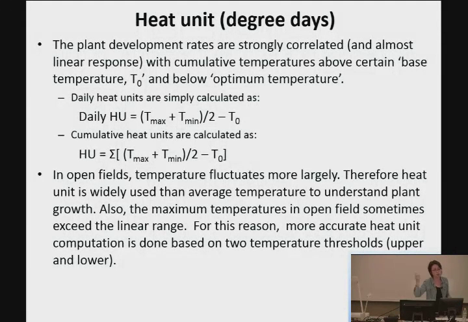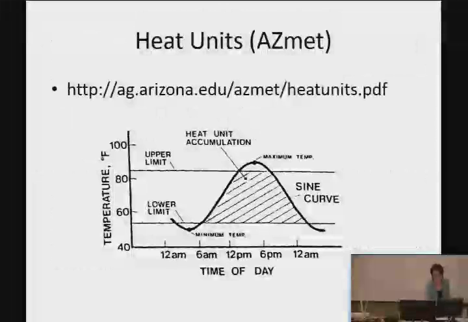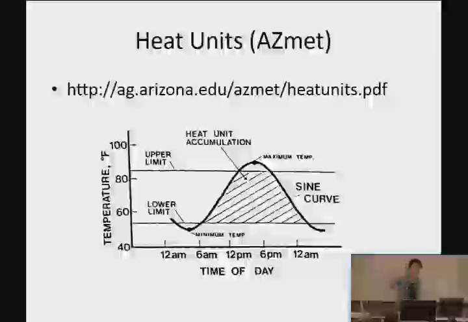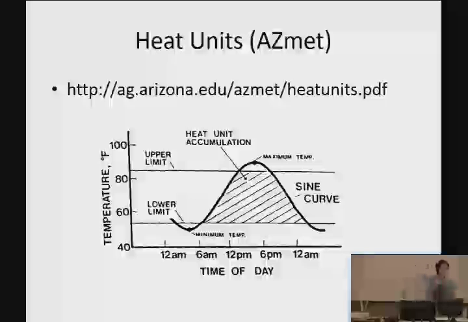So what we do in the open field, as an example in Arizona, is set the upper limit and lower limit and compute the cumulative temperature of that day. That way is much more accurate than just using base temperature. And this is the way the values are computed on the website of AZMET, the Arizona Meteorological Network. So if you go to that link, you can find more information if you're interested. Any questions regarding this? Yes, TJ.